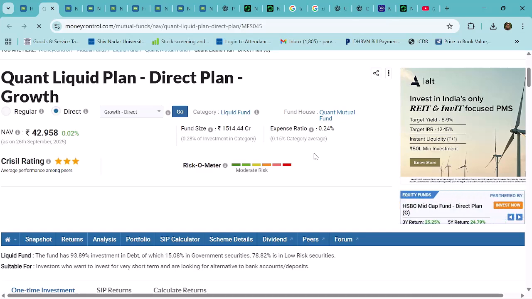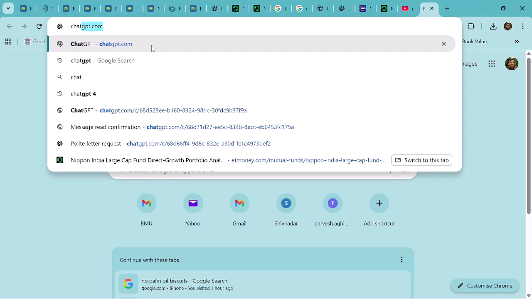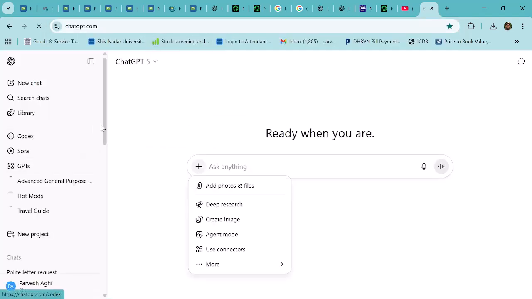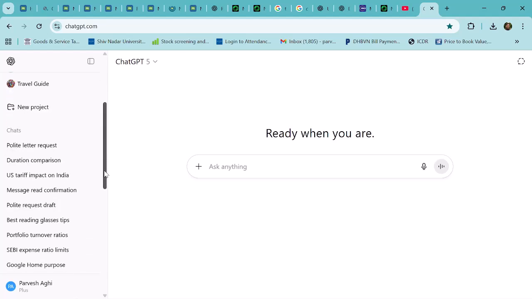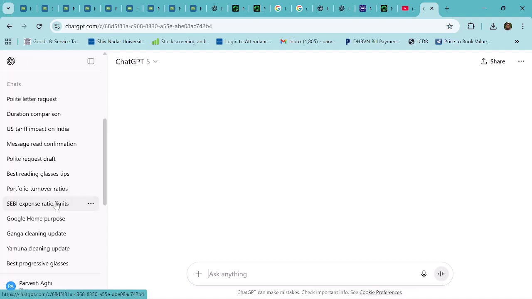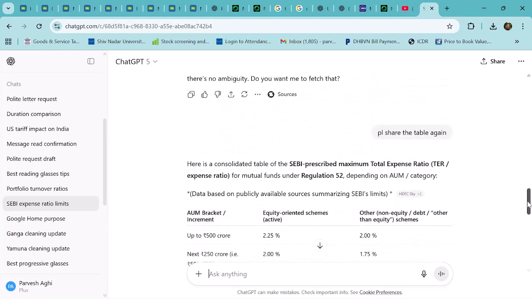And what is the expense ratio? 0.24. So it is comparatively very less compared to equity. Now, just to understand what the expense ratio is, let's go to ChatGPT where I've done some analysis, because how much these companies can charge from the investor is governed by SEBI. So they are called SEBI expense ratios, okay? So let's cover this.